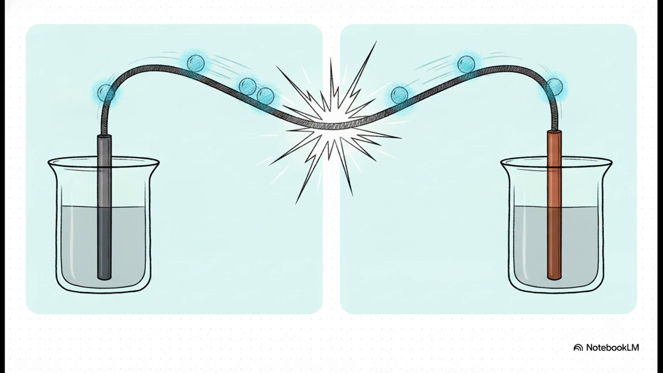The brilliant workaround is isolation. By putting zinc and copper into their own separate half cells, we physically force the electrons to travel a long distance through a wire to get from one to the other. And that forced migration? That is exactly how we harness usable electricity.